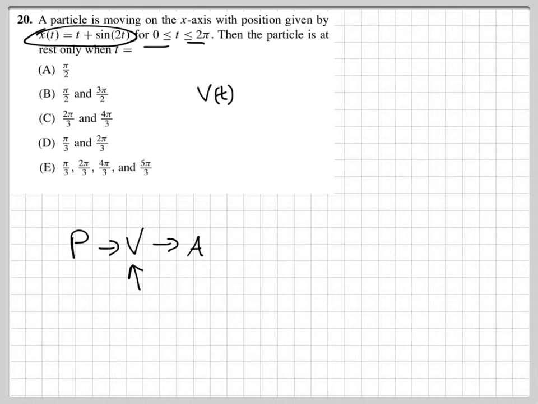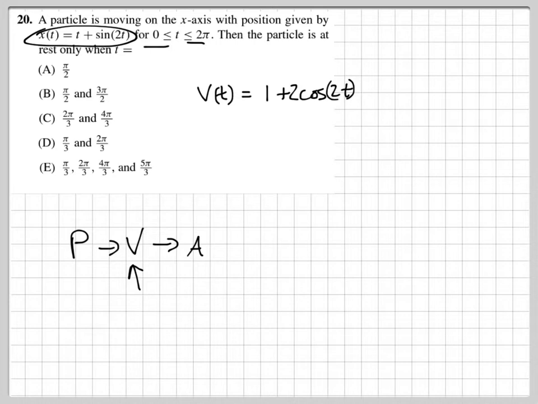And in order to find v, we have to take the derivative of the position function. So we would get 1 plus, and then the derivative of sine is cosine 2t, and then I have to multiply this by the derivative of 2t, which is 2, so I'm going to put 2 right there.